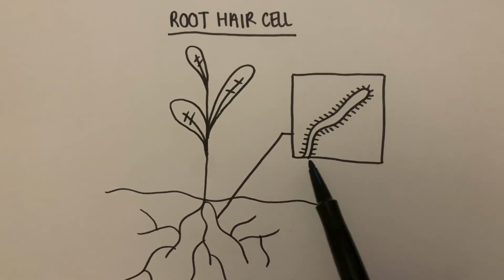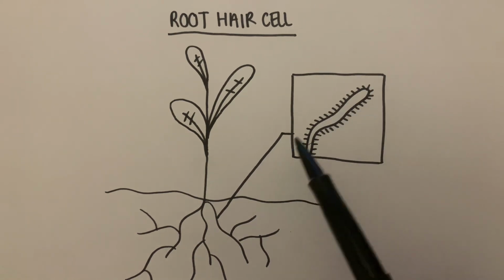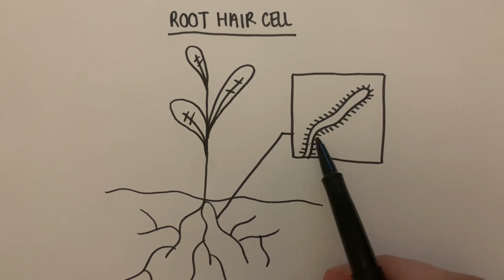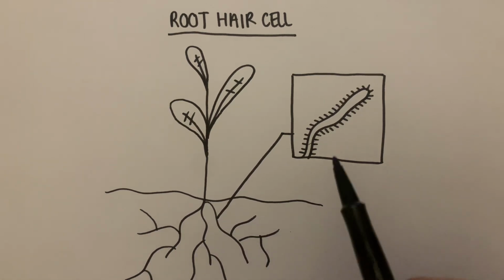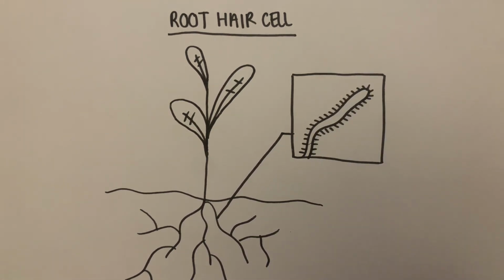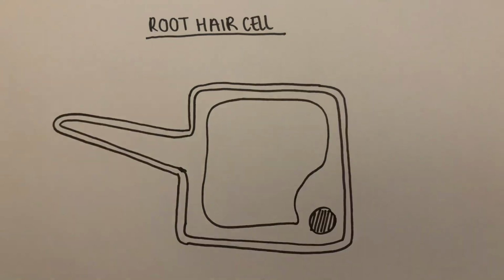Now these cells actually make up the roots of plants, and as you can see, there are lots of tiny little structures coming outside of the roots if you look at them up close, and these are the root hair cells. Now I'm going to draw one up close. So this is a root hair cell. This is what they generally look like.